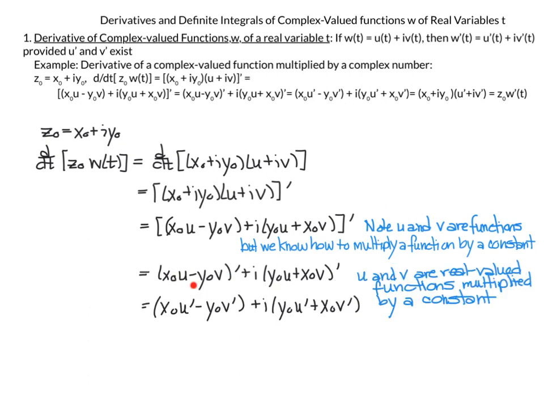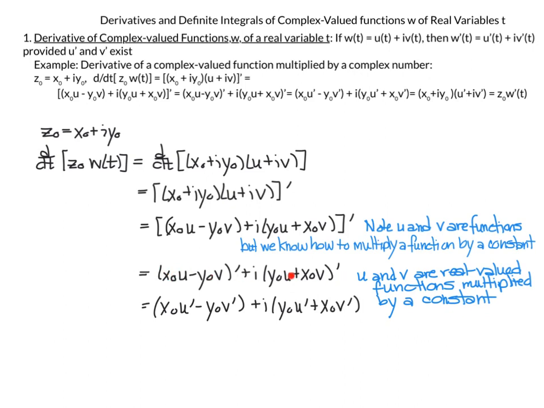And since they're real functions now, I know how to take the derivative of them, and I know what happens when you multiply a constant times a real function and you take the derivative. The constant can just be pulled out, so I'll have the constant x naught times u' minus y naught times v' plus i times y naught times u' and x naught times v'. And just to emphasize again, what we're trying to do is to find a formula for the derivative of a complex valued function multiplied by a complex number. Here we have real valued functions u and v multiplied by a real number.